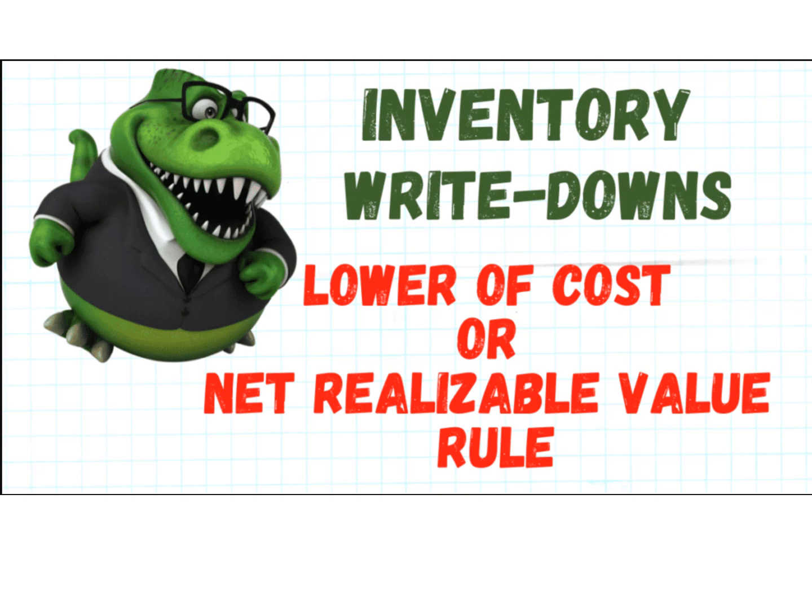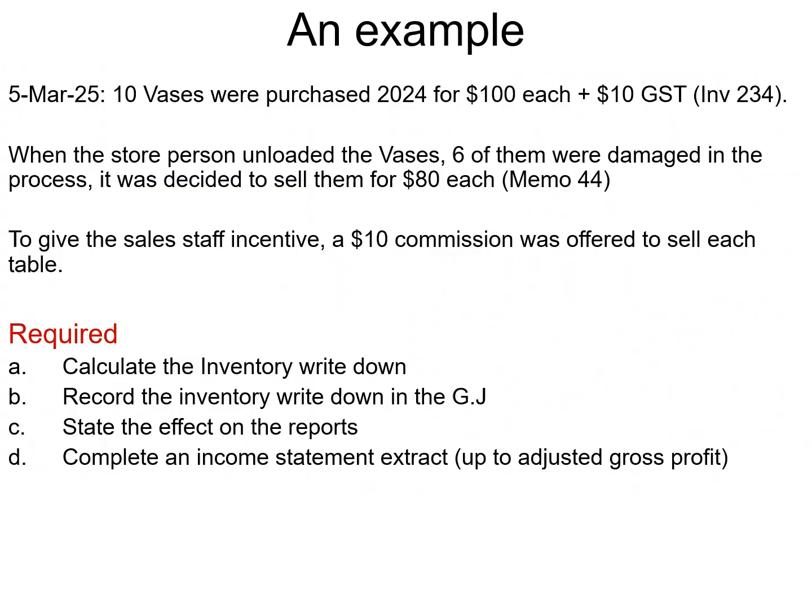With the lower of cost or NRV rule, if we have a lower NRV than our cost, then an inventory write-down is required. So let's have a look at this example here.